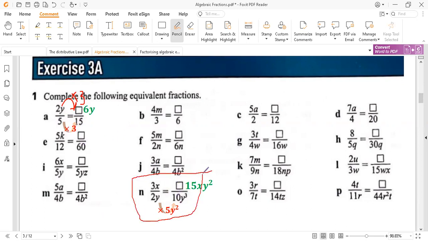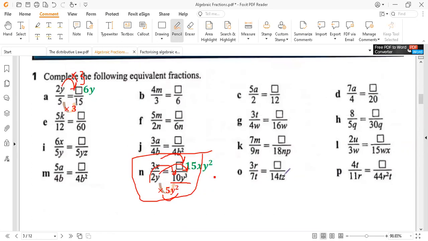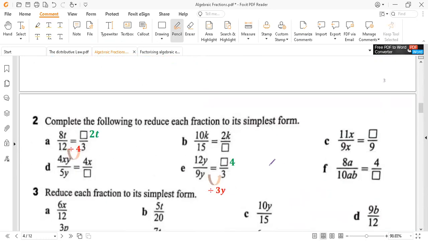And here it is easy to know that it is 10y cubed. So from 2 to 10, we multiplied by 5, and from y we multiplied by y squared to obtain y cubed. So normally we should multiply by 5y squared. Similarly, we multiply the numerator 3x by 5y squared to obtain 15xy squared as the equivalent fraction. So we can also complete the rest of these fractions to assess your information about equivalent fractions.